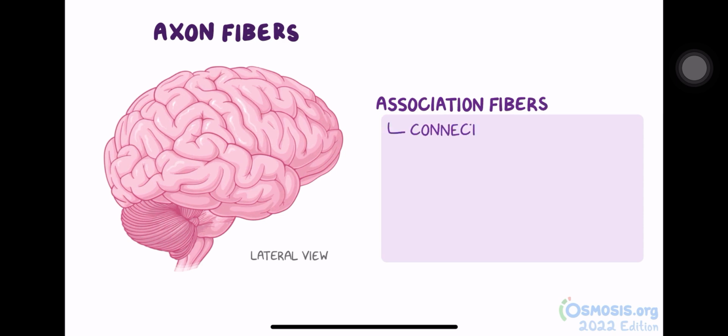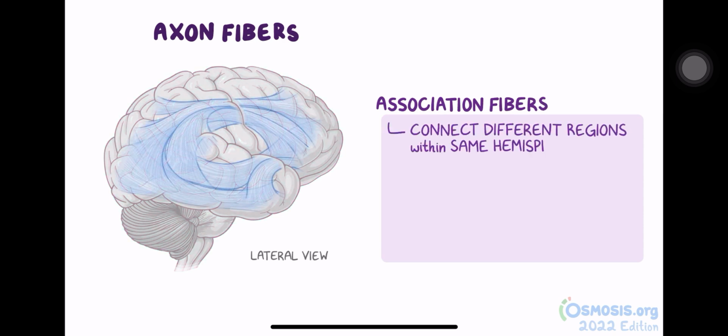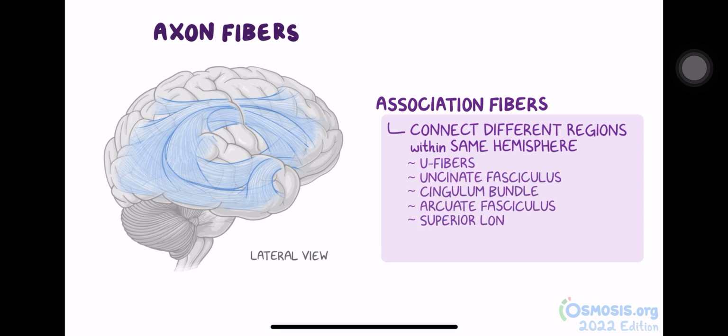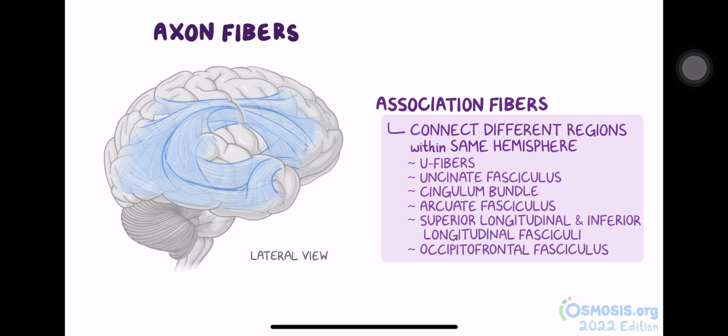Association fibers connect different regions within the same hemisphere, and they include the U fibers, uncinate fasciculus, cingulum bundle, arcuate fasciculus, superior longitudinal and inferior longitudinal fasciculi, and the occipitofrontal fasciculus.